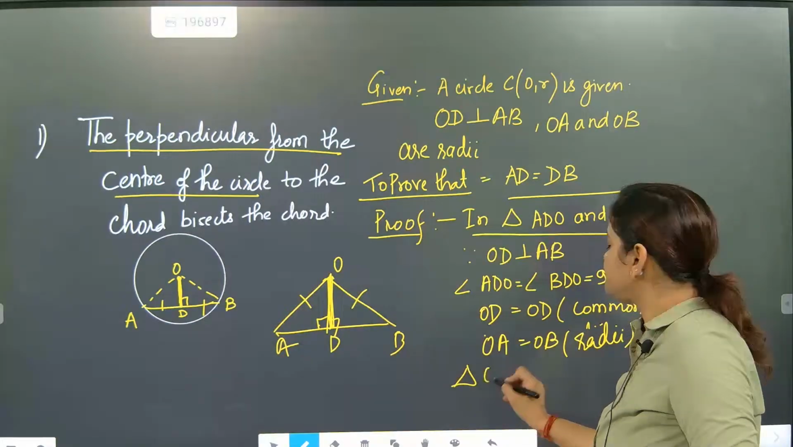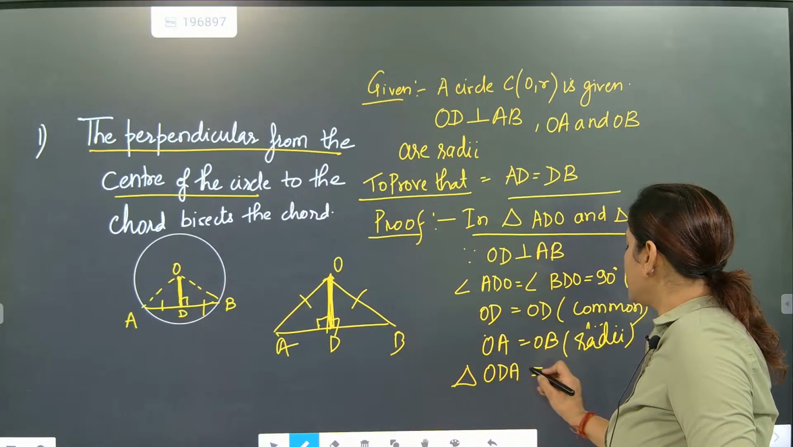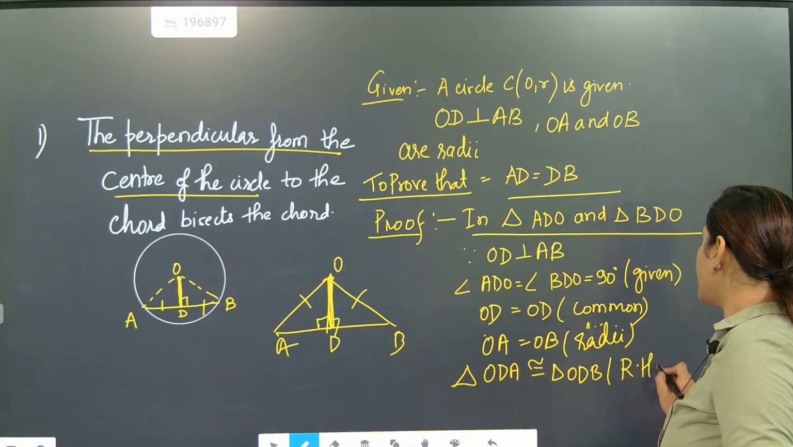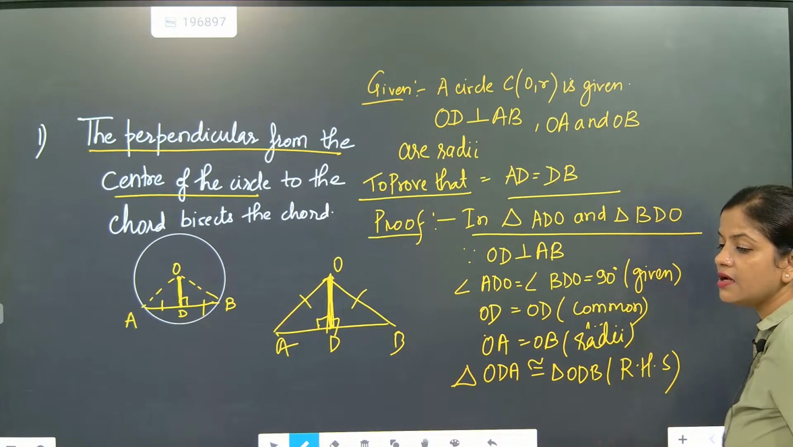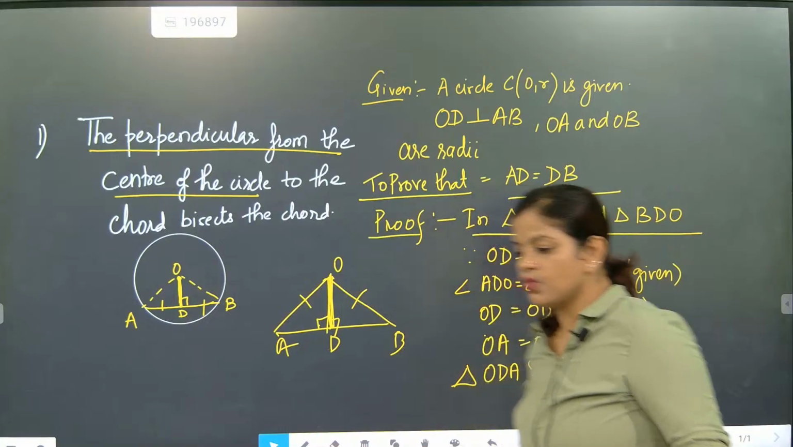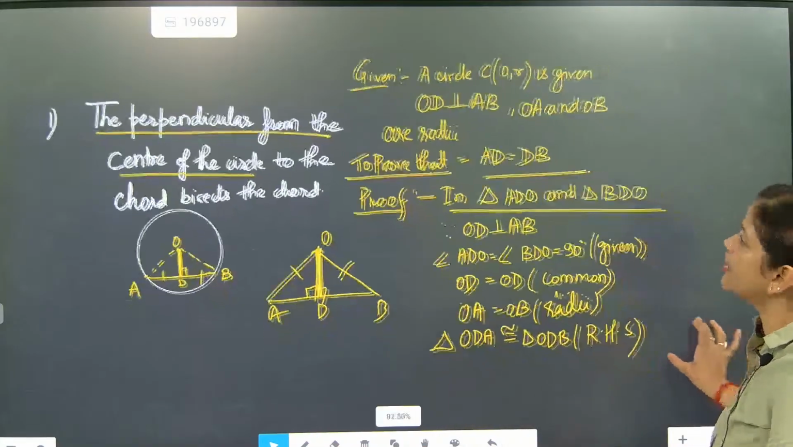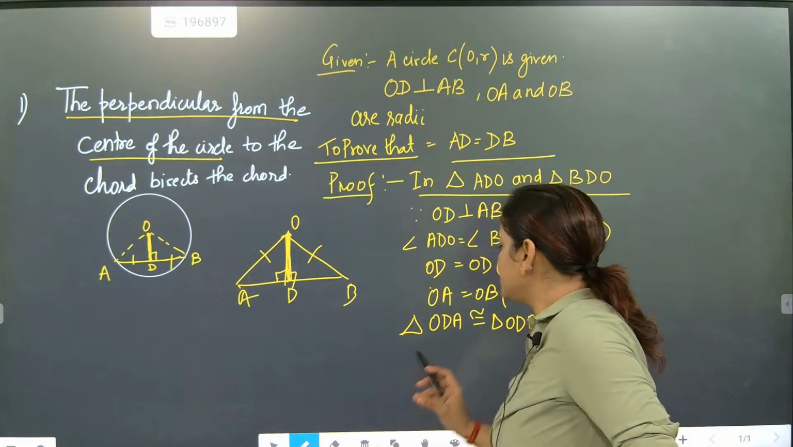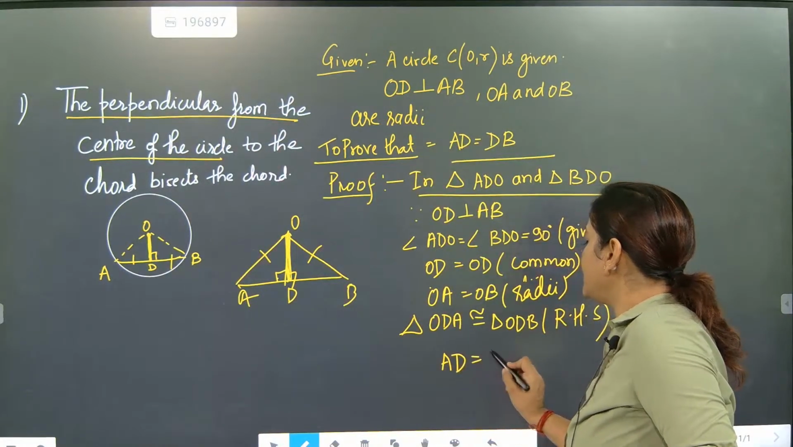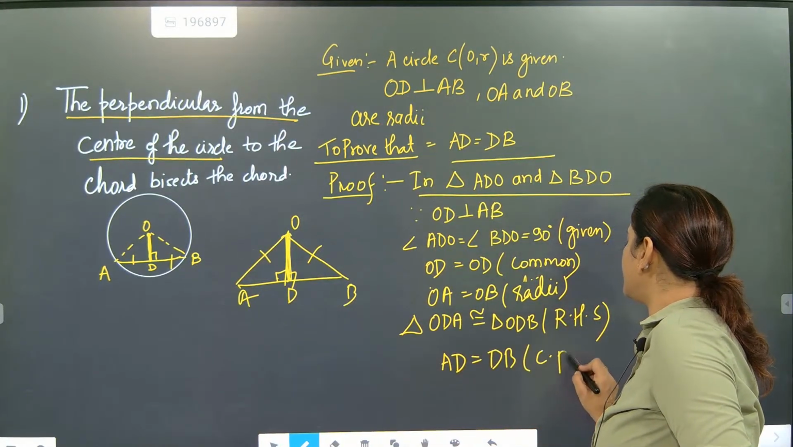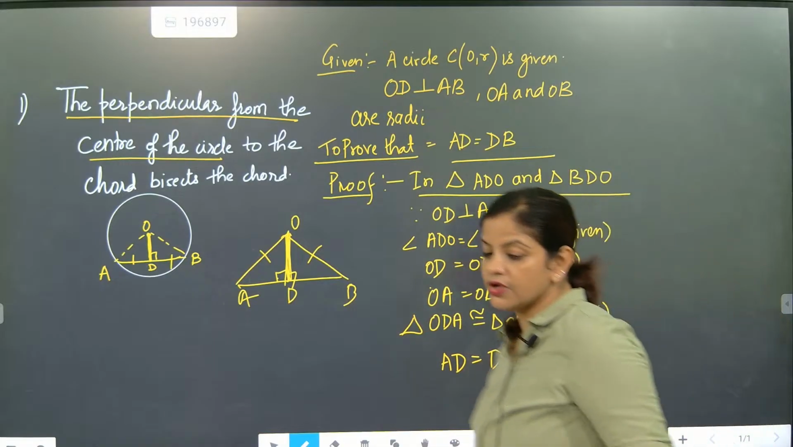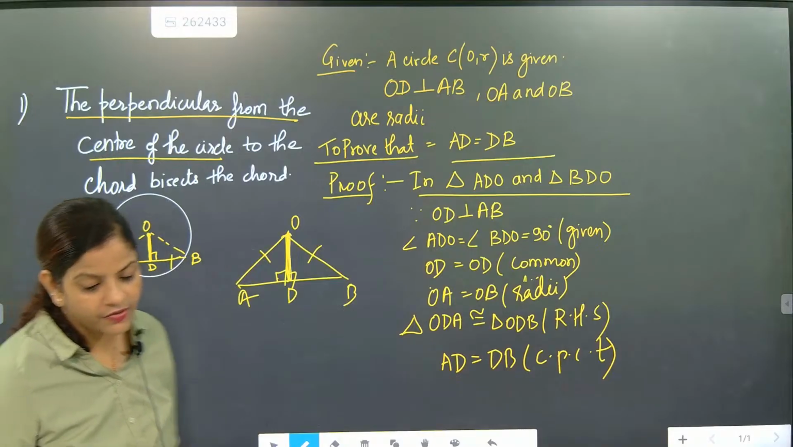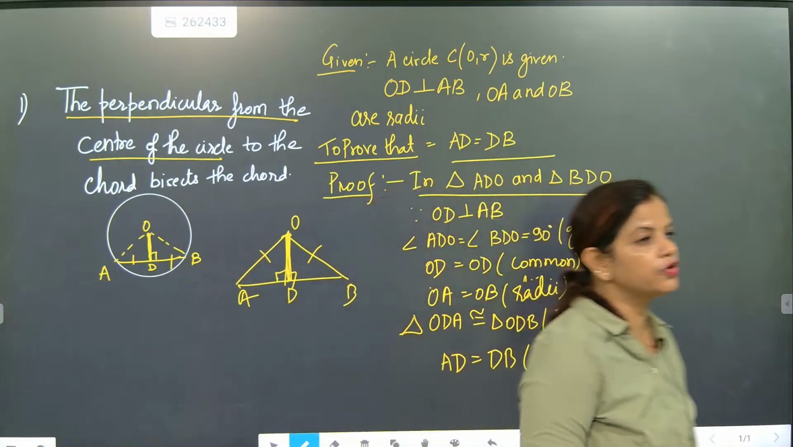That is, triangle ODA is congruent to triangle ODB by what criteria? Right angle hypotenuse side. So once you have written these two triangles congruent by RHS, next by CPCT, AD is equal to DB. Note down, AD is equal to DB by CPCT, that is, corresponding parts of congruent triangles.